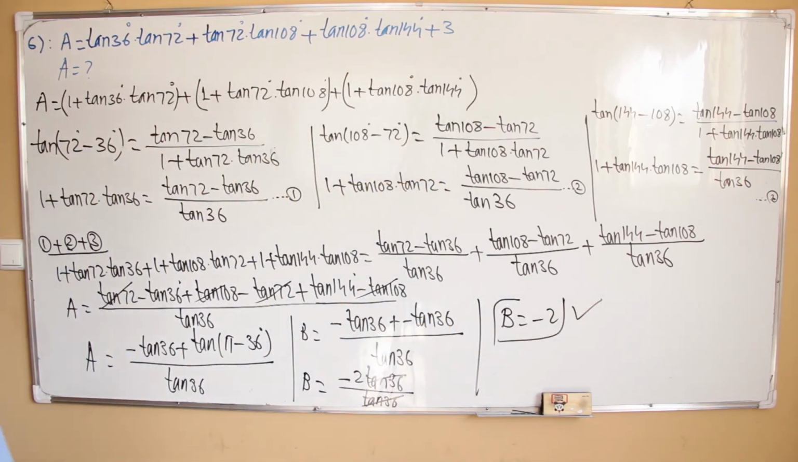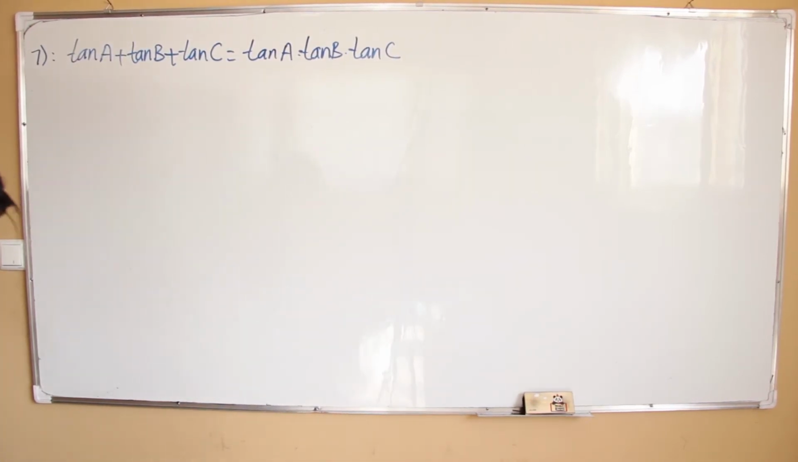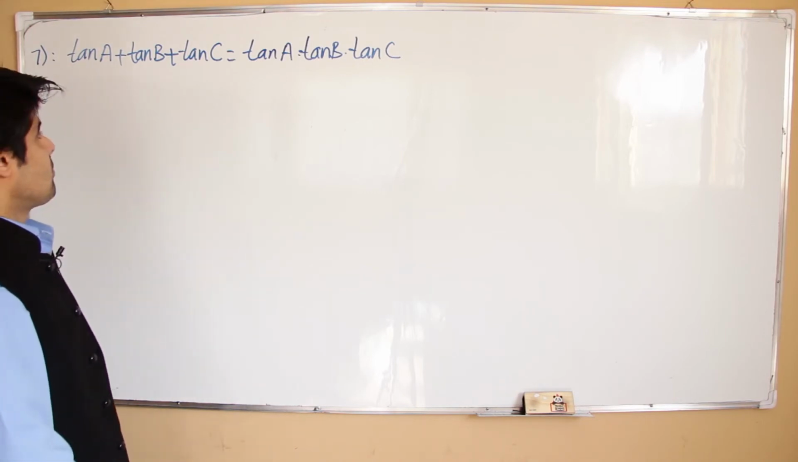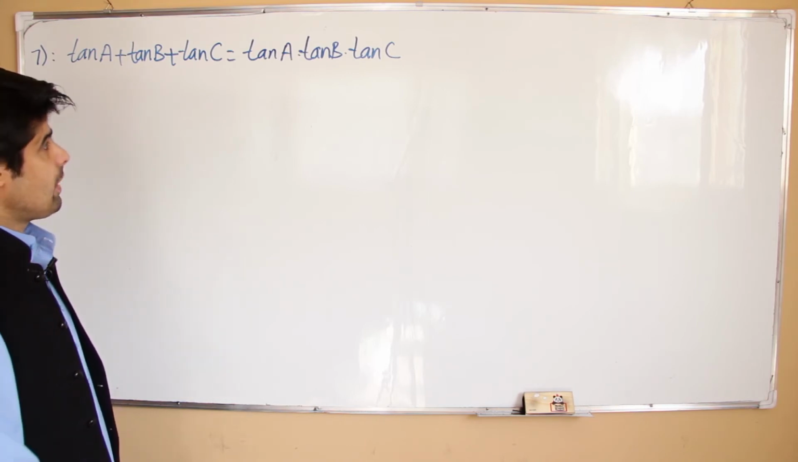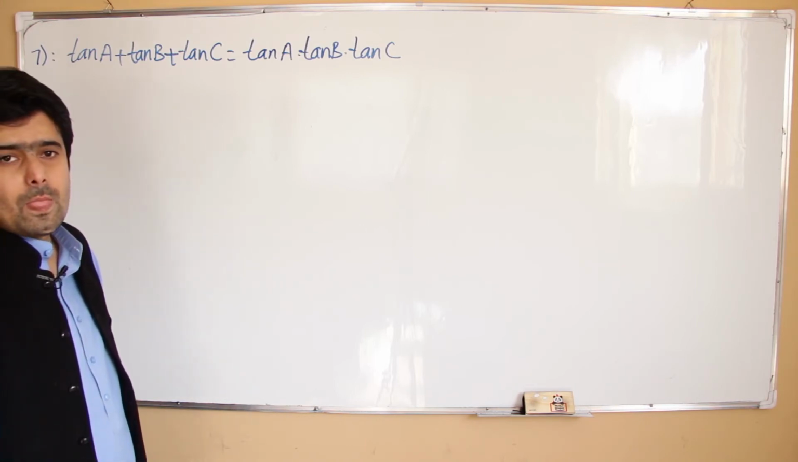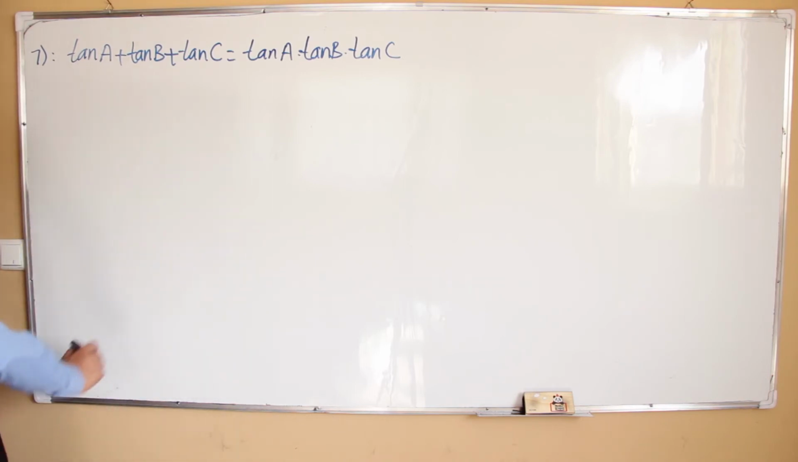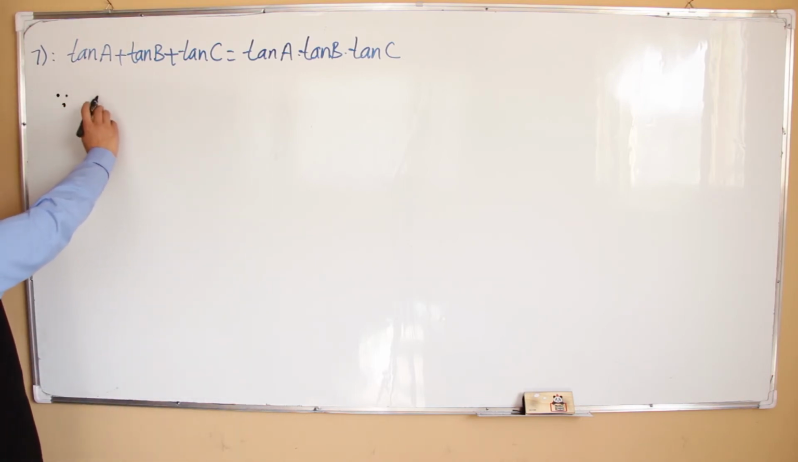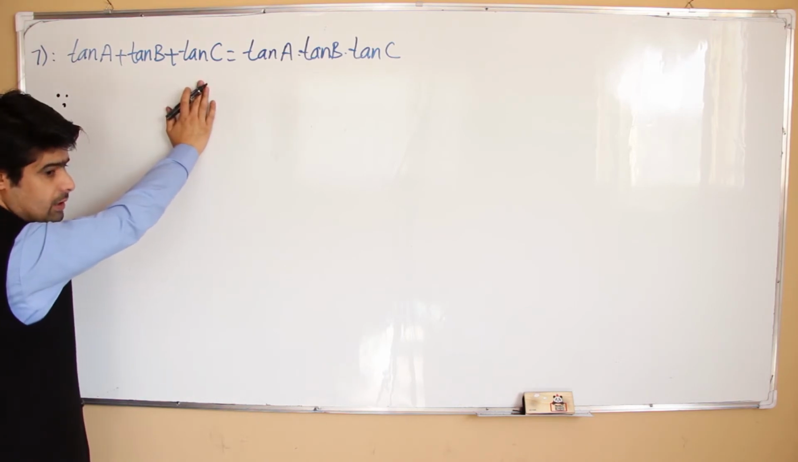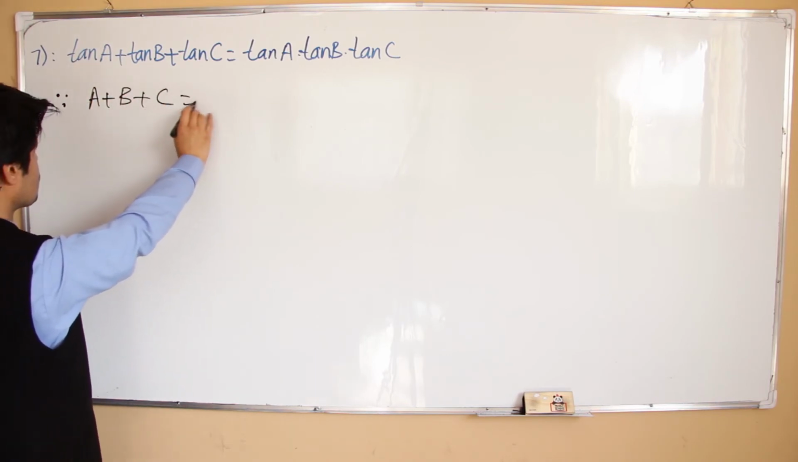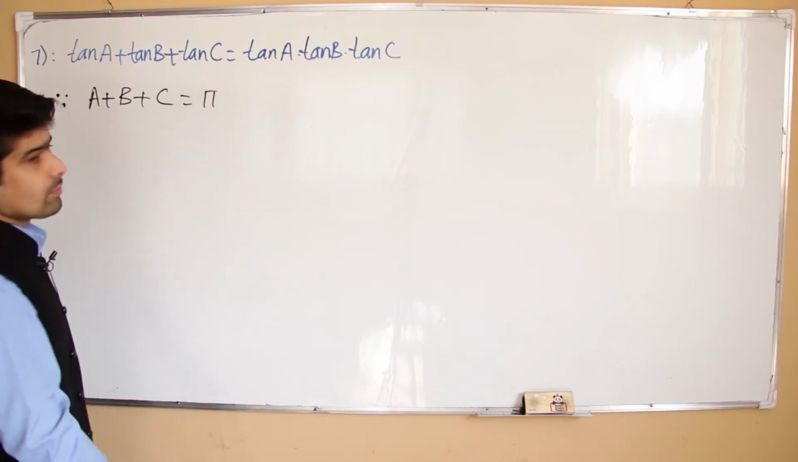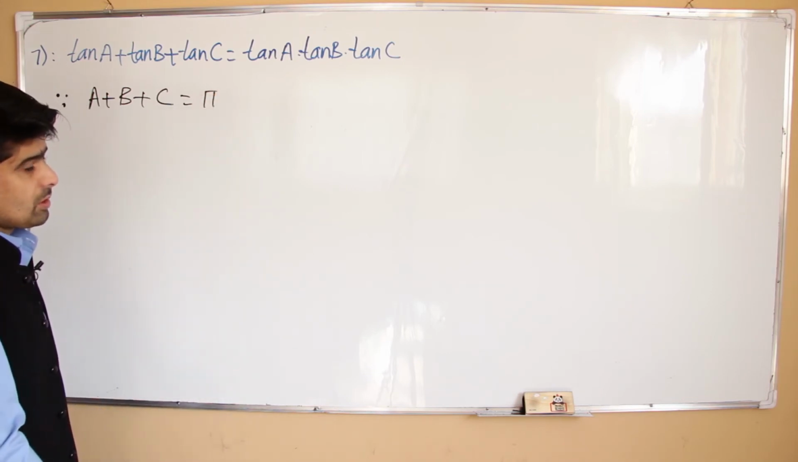Write it, please. Question number 7. Tangent A plus tangent B plus tangent C is equal to tangent A times tangent B times tangent C. You have to prove it if A, B and C are the internal angles of a triangle. What do we know? We know one thing, that if we have A, B, C, the internal angles of a triangle, then the addition of all these three angles should be 180. Am I right? Yes, it should be 180 degrees.